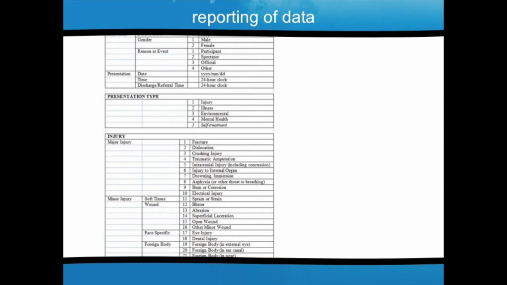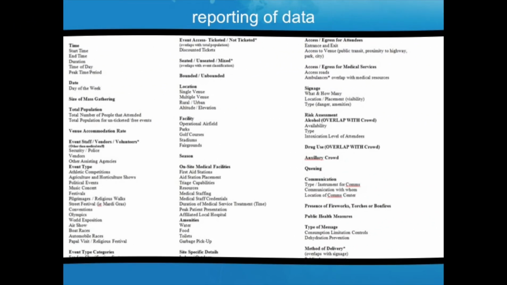Now, one of my colleagues in South Australia undertook a literature review to find out what data points are already being collected by other researchers. This is just some of them. As you can see, they go across those 3 domains, from things such as the type of event, on-site medical care, the facilities, amenities, health messages. All of these things influence how many patients are going to present to your on-site care and what kind of condition they might be in.